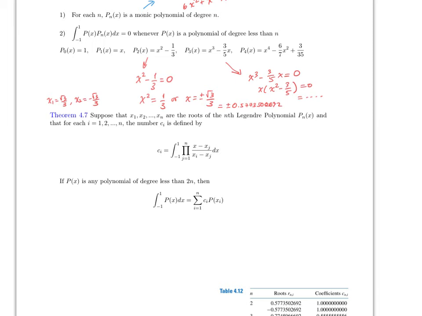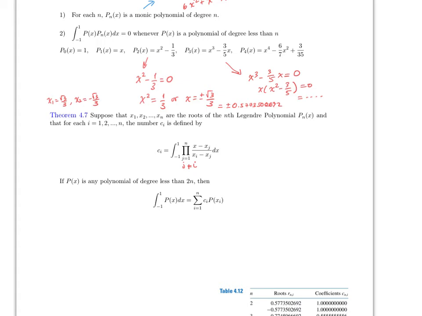So therefore, we're going to use the Legendre polynomials to find the values for x1, x2, and once you have them, we're going to use theorem 4.7, which says the following. Suppose that x1 all the way to xn are the roots of the nth Legendre polynomial, and therefore for each i from 1 to n, the number ci is going to be defined this way. So if P is any polynomial of degree less than 2n, then the integral of this is going to be equal to this. This one is missing one subscript, so here it is from j equals 1 to n, j not equal to i.